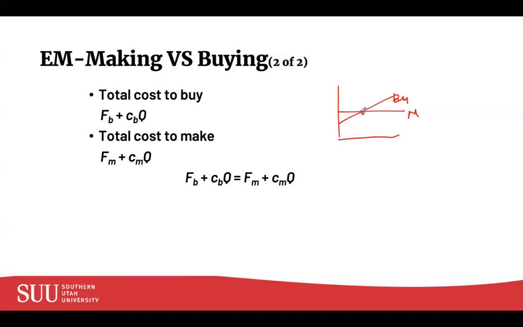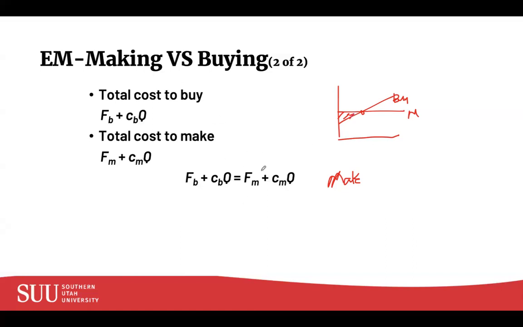Once you find the break-even quantity based on the second model, if the quantity you can sell is larger than the break-even quantity, you should make, because you will spend more money on buying. But if the quantity you can sell is smaller, which is this portion here, then you should buy. You just buy directly from others instead of making by yourselves. So this is the logic here.